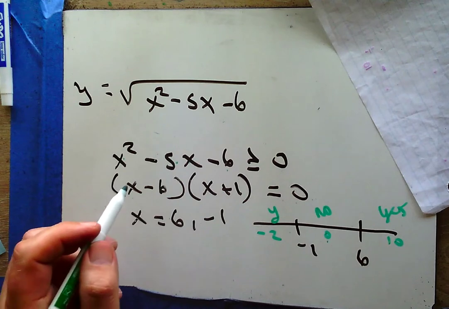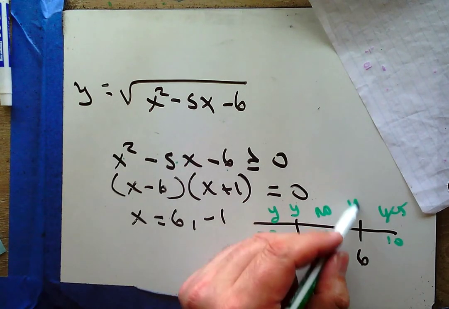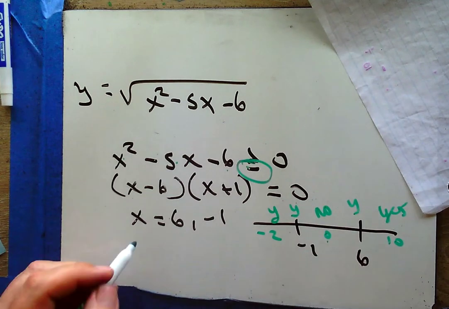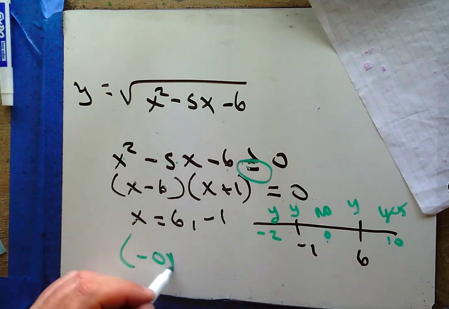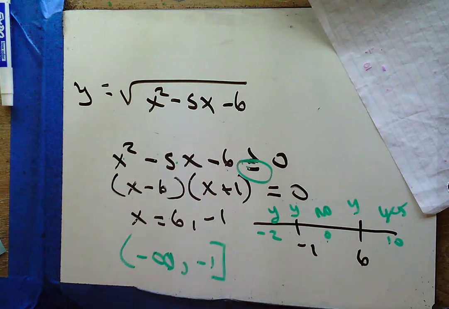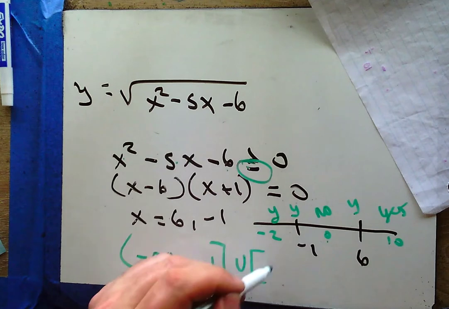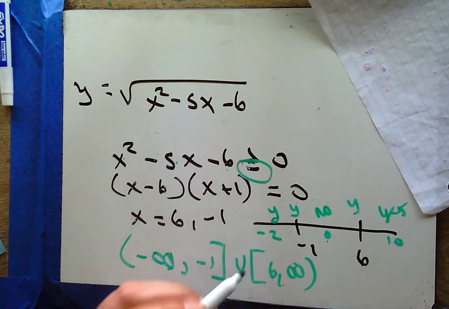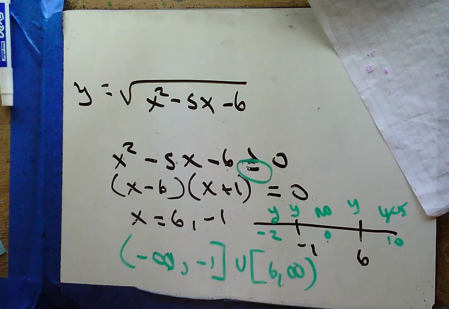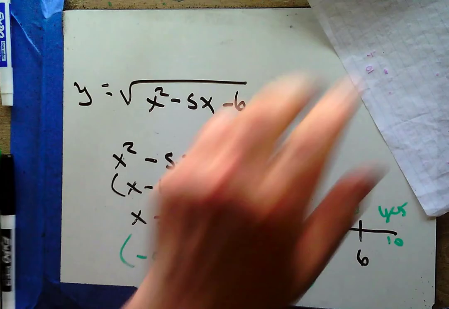And the points themselves, well, if we test them, they can be yeses as well, because we can be equal to. And so then my domain here would be negative infinity to negative 1, union 6 to infinity. I know these are brackets because when I test these points, I get yeses. Remember always to start with the smallest value and go larger. Okay, so there's our review of domain.